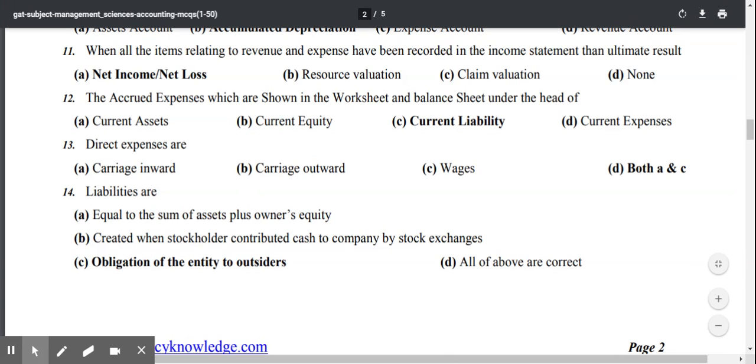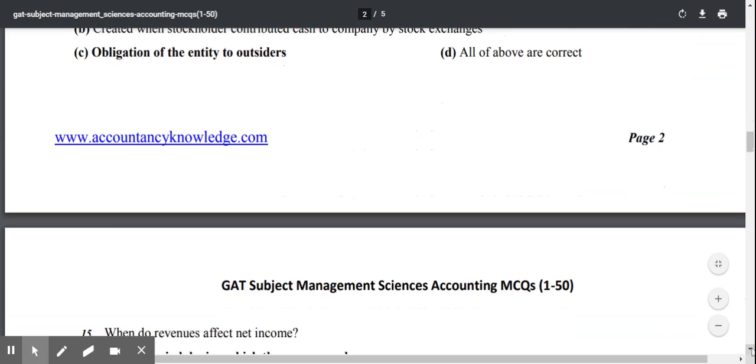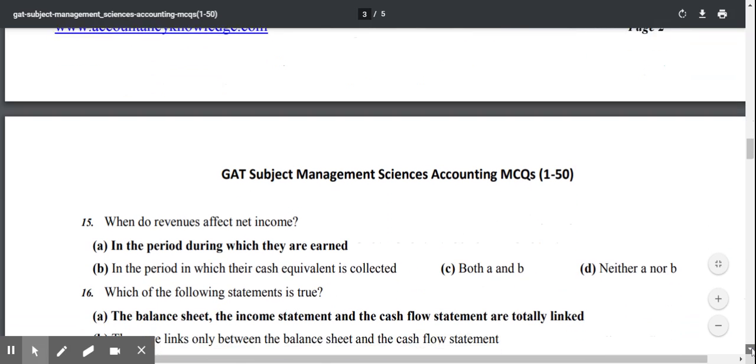The 14th multiple choice question is liabilities are option A, equal to the sum of the assets plus owner's equity, option B, created when the stockholder contributed cash to company by stock exchanges, C, obligation of the entity to the outsiders. So these are the liabilities. What are liabilities? They're obligations of the entity to the outsiders. And option D is all of the above are correct, which is incorrect. So only option C is correct.